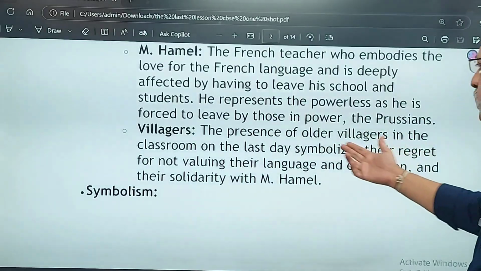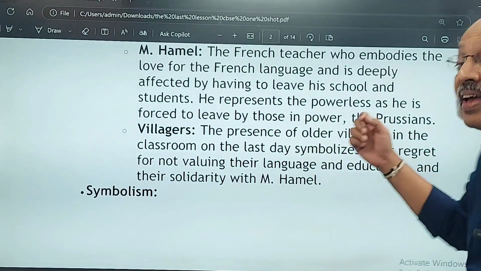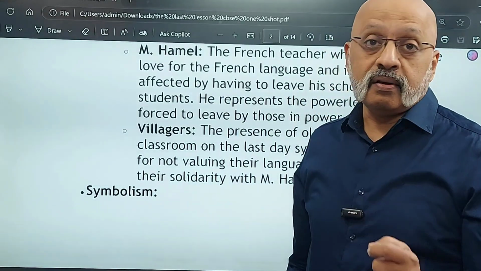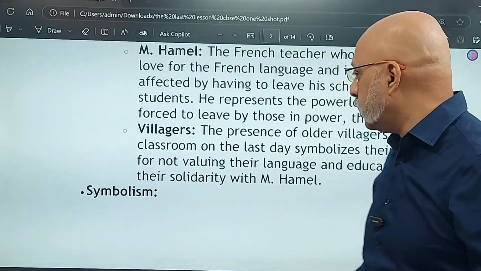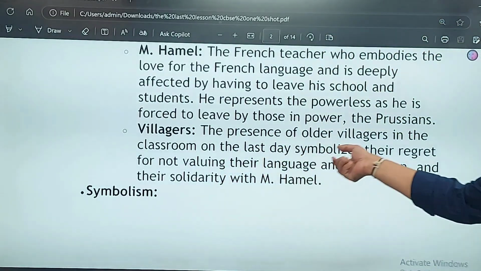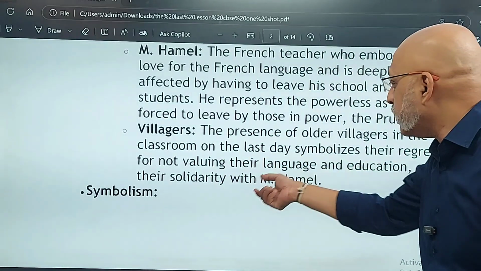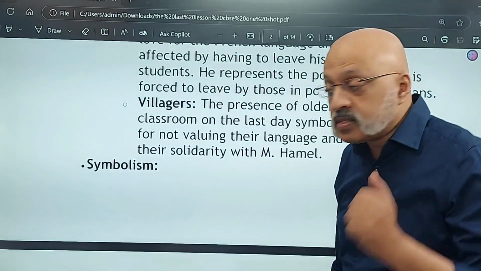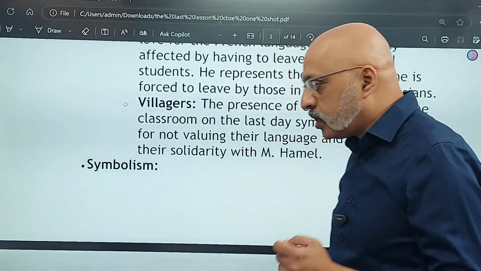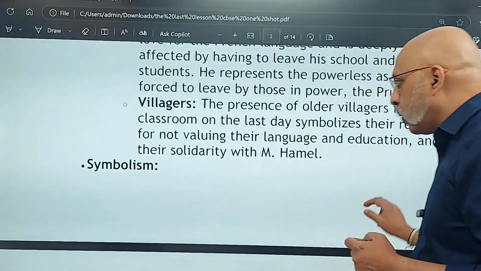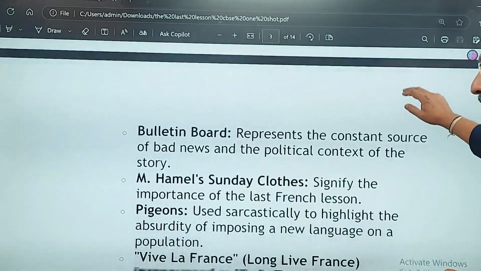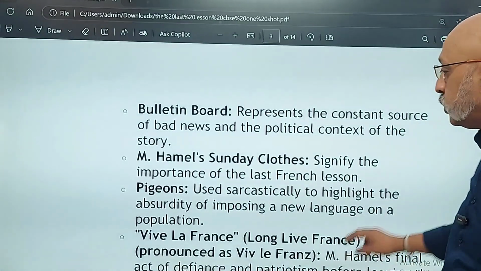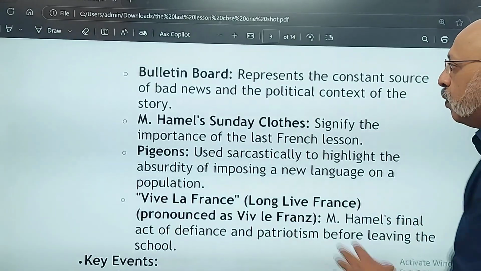The presence of older villagers in the classroom on the last day symbolizes their regret. Regret is another important word which you should use in your answers, for not valuing their language and education, and their solidarity with Hamel. Now, symbolism. This is an important part that you should definitely look at. What are the symbolic elements? This is very important. Please make sure you note it down in your notebook.